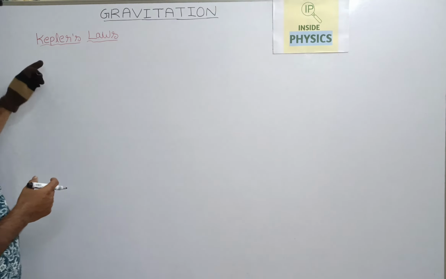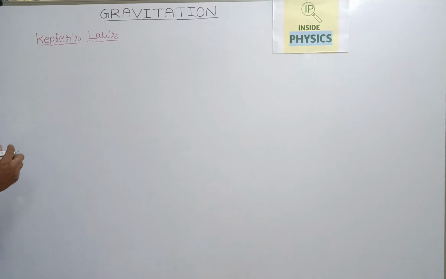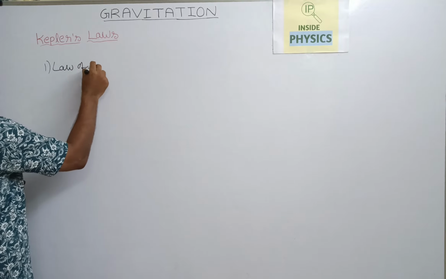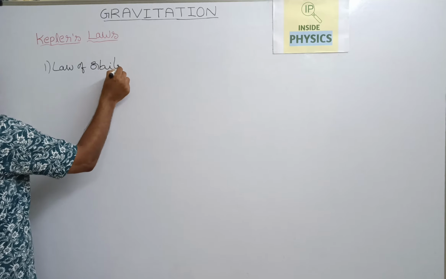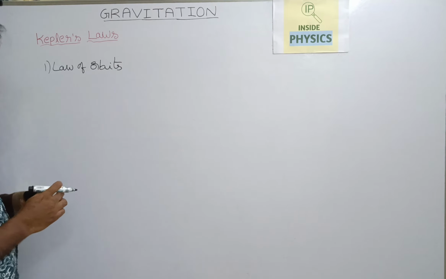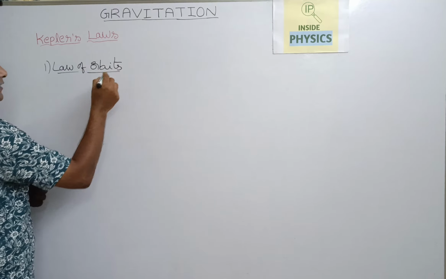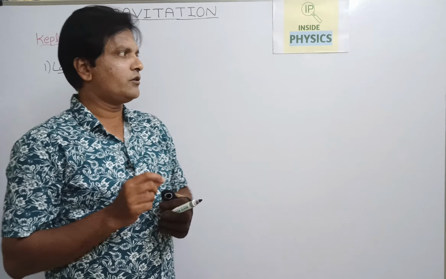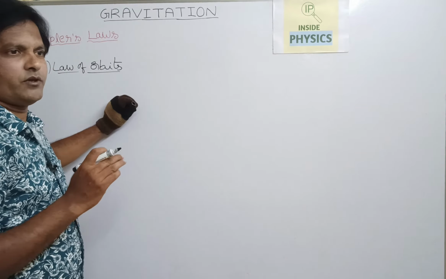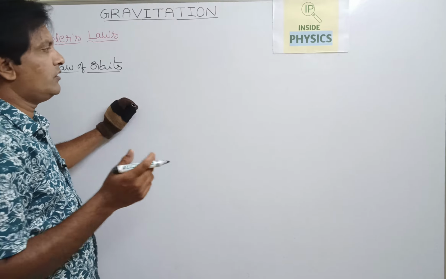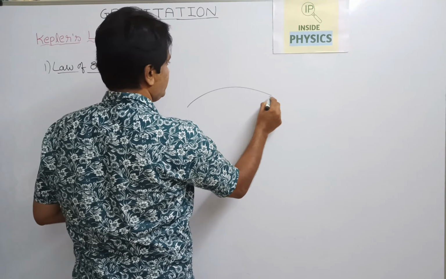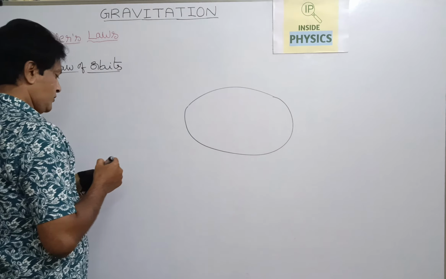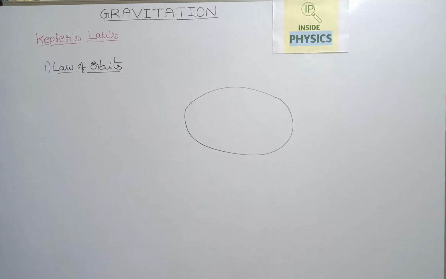Coming to Kepler's laws, what is the first law? Law of orbits. This law says that every planet revolves in an elliptical orbit around the sun, having the sun at one of its foci. We all know an ellipse has two foci. I have already given a small video on how to draw an ellipse.